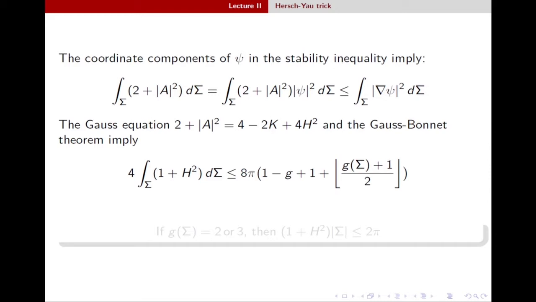Okay, so that gives you the topological restriction on your surface, and if you carry out the details, you're going to check that the genus is at most 3. The genus is at most 3. It can be either 0, 1, 2, or 3. Moreover, you also get an estimate on the area and the mean curvature of your surface, a Willmore type estimate for your surface.